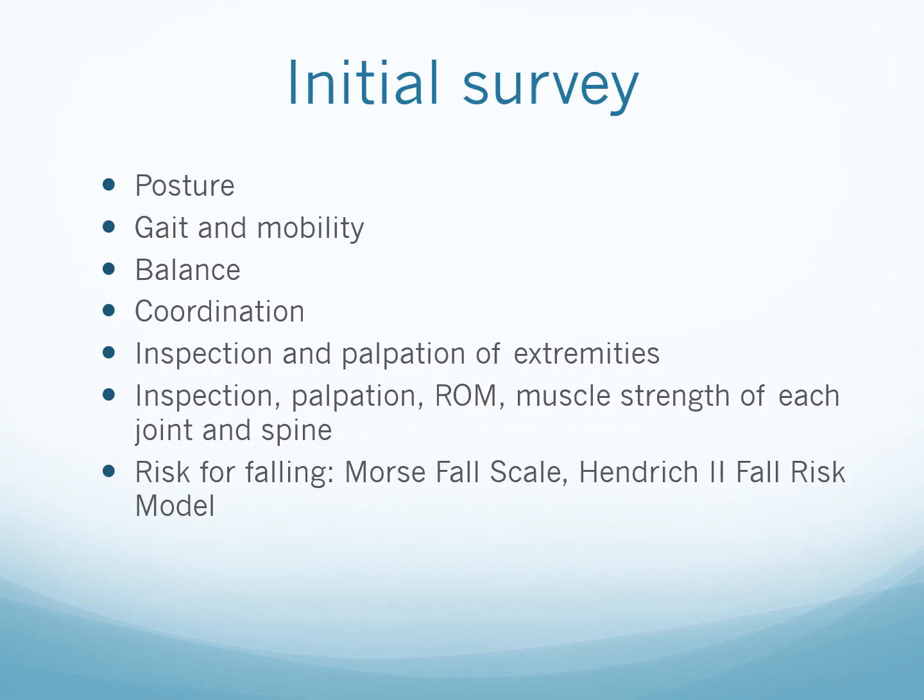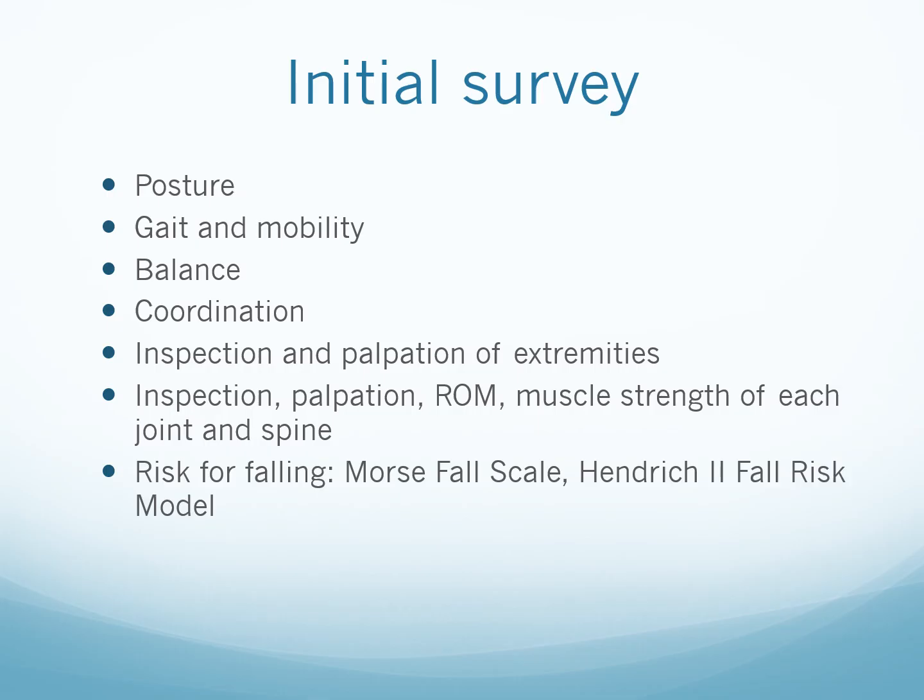Next, we observe gait and mobility, and we want to watch how the patient walks. Is the gait smooth and coordinated? Are their movements steady? Is the patient favoring one side? Do they need assistive devices? Any abnormal gait patterns such as limping, shuffling, or unsteadiness can indicate things like pain, weakness, neurologic issues, or balance problems.